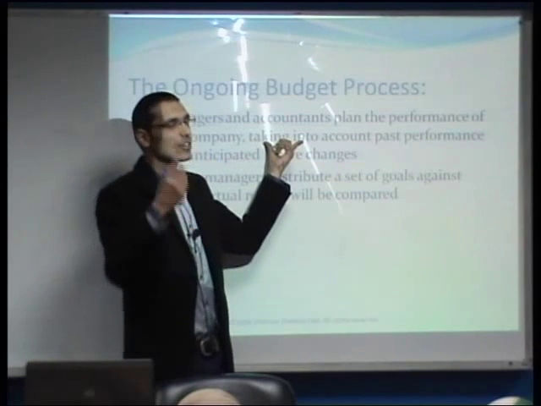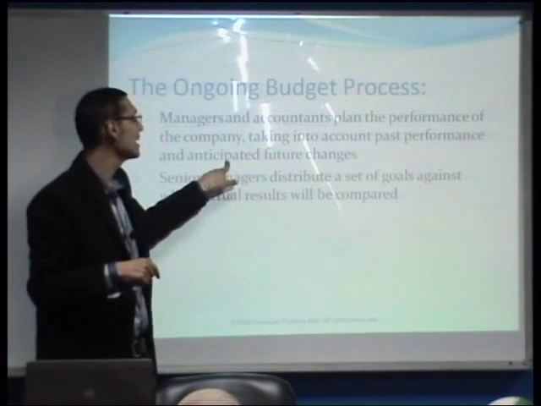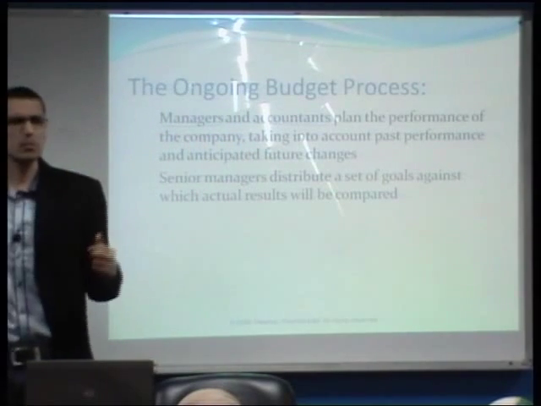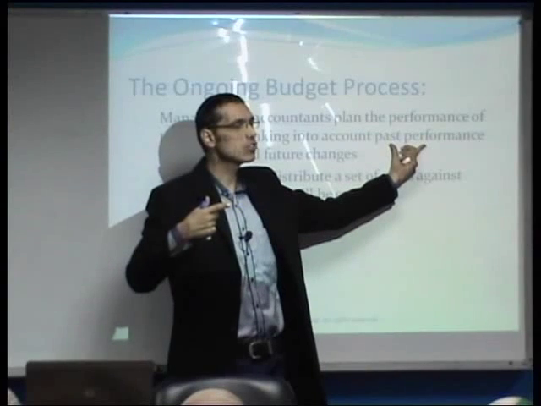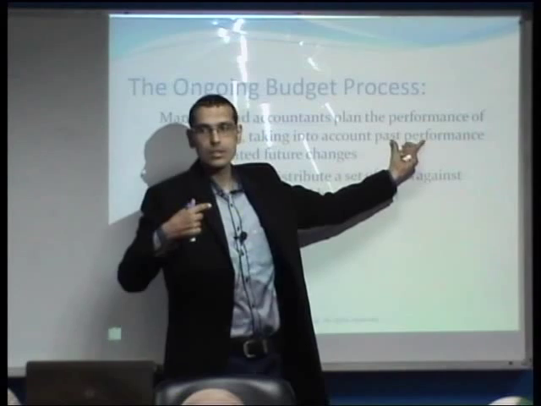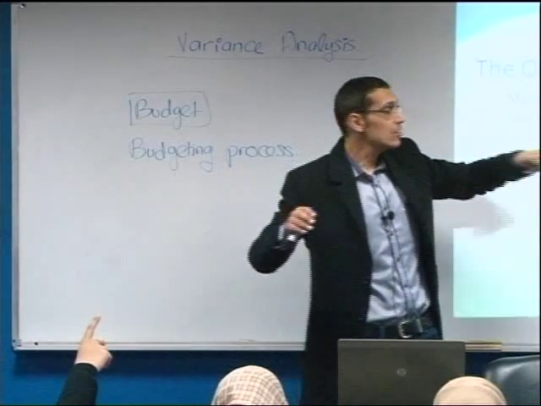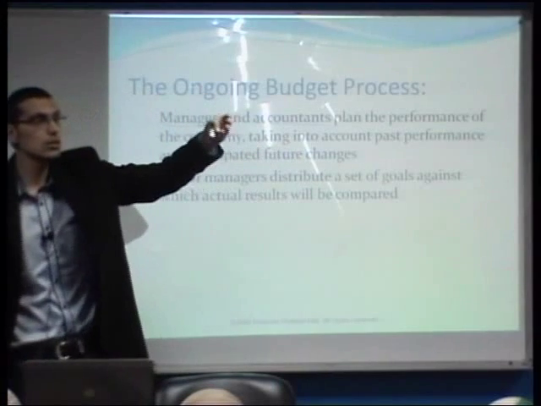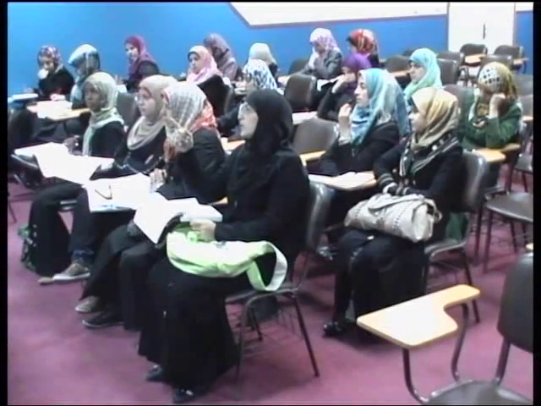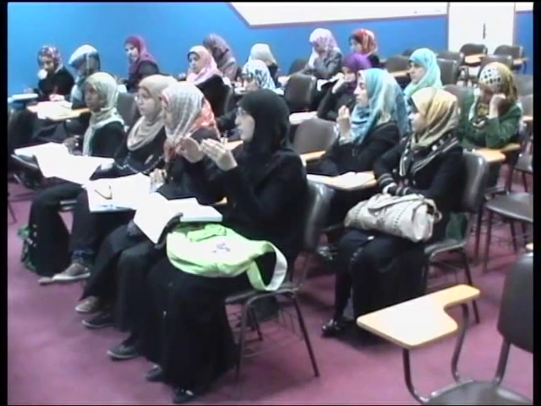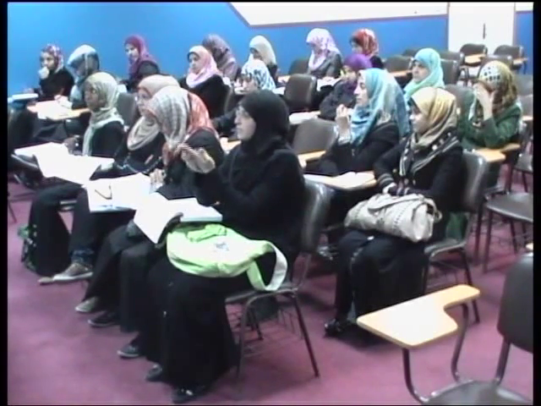Of course, in making up the plan or the budget, we need to take into account the past performance and any anticipated future changes. Because as we said, the budget is concerned with the future, it is not concerned with the past. So why do we need to consider the past performance? We just said that the budget is related to the future. Why do we need to consider the past performance in order to come up with a budget? Maybe the managers and the accountants need to study the financial situation of the company in the last years or periods to make this budget.